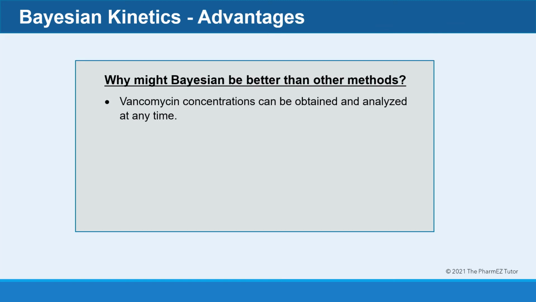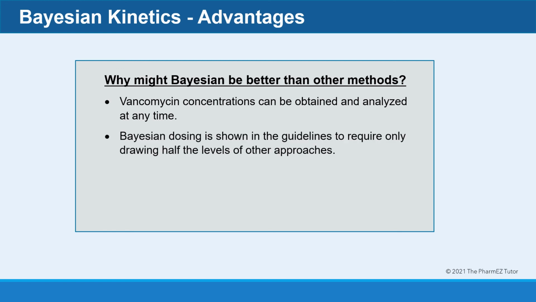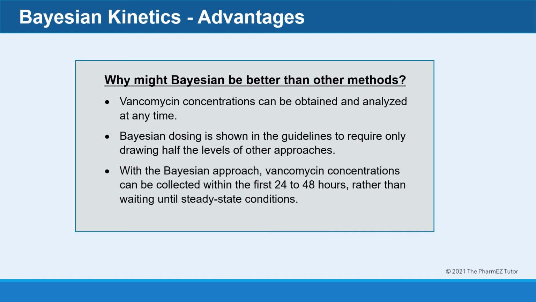Why might Bayesian be better than other methods? Well, vancomycin concentrations can be obtained and analyzed at any time. Bayesian dosing is shown in the guidelines to require only drawing half the levels of other approaches. And with the Bayesian approach, vancomycin concentrations can be collected within the first 24 to 48 hours, rather than waiting until steady-state conditions.